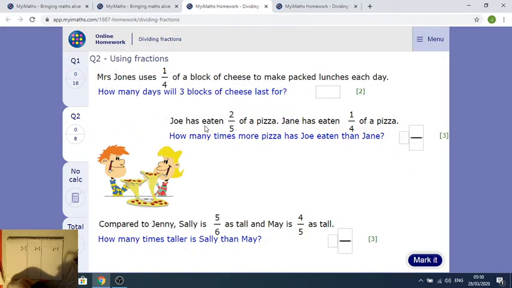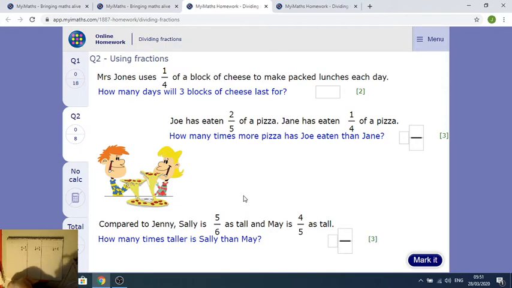Next question. Joe has eaten 2/5 of a pizza. Jane has eaten 1/4 of a pizza. How many times more pizza has Joe eaten than Jane? So it's asking you 2/5 is a quarter times what? Or in other words, 2/5 divided by a quarter equals what? It's asking you 2/5 divided by 1/4.